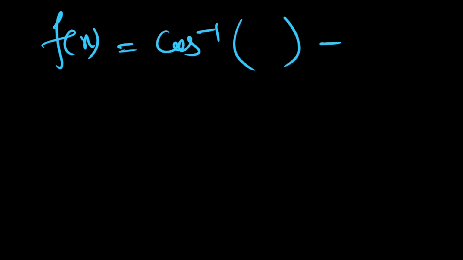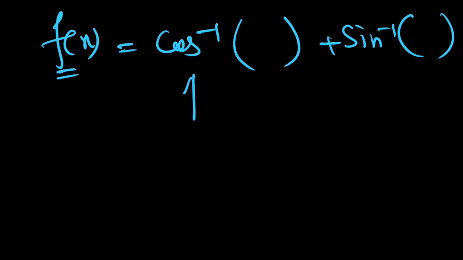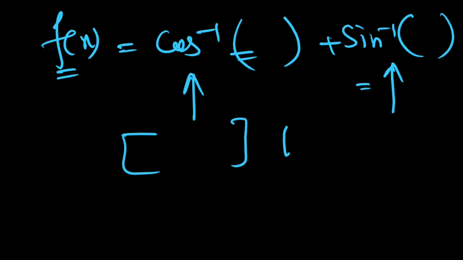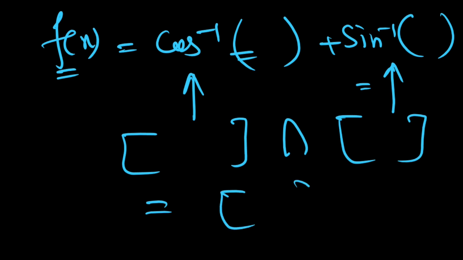So overall, in this question a function with cos inverse and sine inverse functions is given, and we find the domain of this function f of x. In this case we individually find the domain of this cos inverse function and the domain of this sine inverse function. Then we take the intersection of these two domains, and we get the actual domain of the function f of x, and that is 0 to 3 by 2.